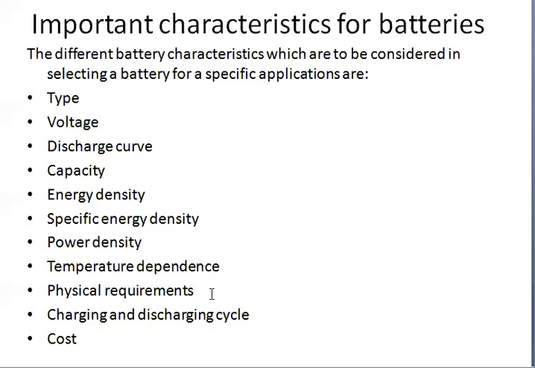And the next one is cost. The different costs to be considered in selecting a particular battery are initial cost, cost of charging the battery, and maintenance of the battery. That means maintenance charge of the battery. These are some important characteristics when you are considering a battery.